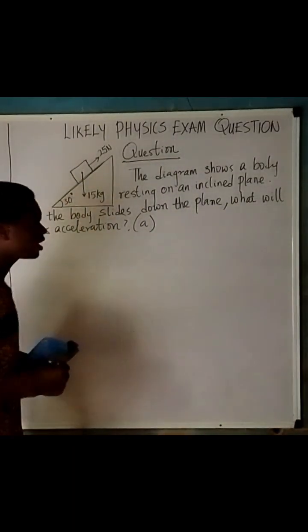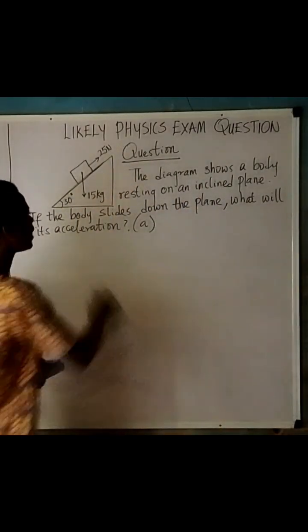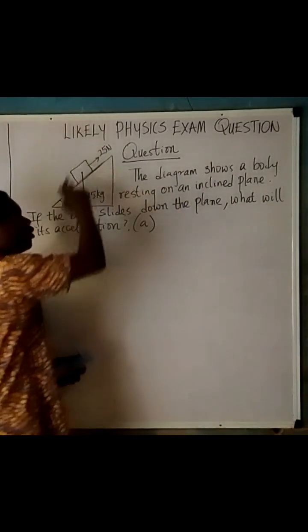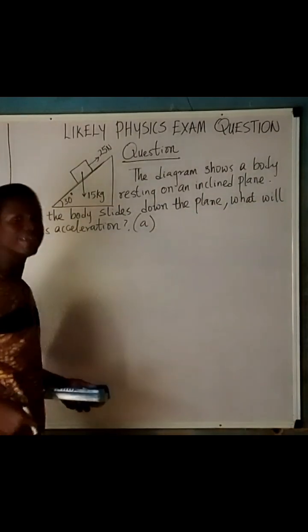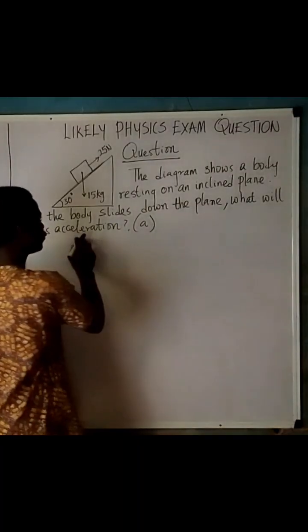Now, if you go over the question again, they said it shows a body that was resting on an inclined plane. This is the body, this box, on this slant plane. Then it says the body starts sliding downward. Now the question is for us to find the acceleration of the body.